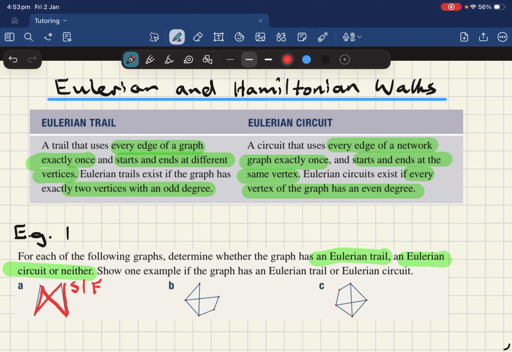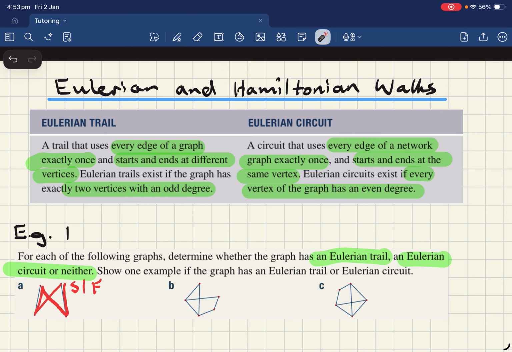Now, for part B, we are looking at this one. We're always just going to start by counting the degrees of the vertices. For this one, we can see that this one has a degree of 2, this one has a degree of 3, this one has a degree of 3, this one has a degree of 2, and this one has a degree of 2. But this one with a degree of 3 and this one with a degree of 3, that's exactly 2 vertices with an odd degree. So we can get a Eulerian trail on this network diagram. That is a trail that uses every edge of the graph exactly once and starts and ends at different vertices. So let's try that.